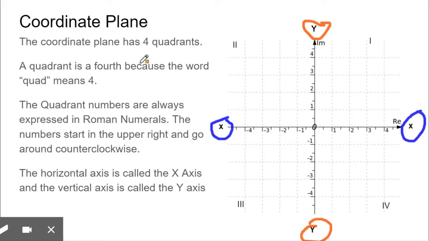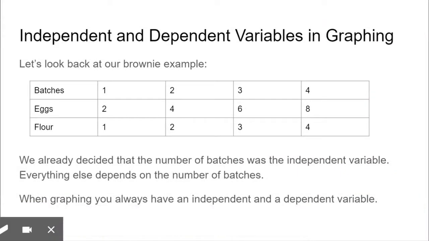That's called the y-axis. Independent and dependent variables in graphing are very specific. Independent variables are the x values. They go back and forth. And dependent variables are the y values, and they go up and down. So we've already decided in this particular example that the number of batches was the independent variable. So the number of batches is going to be the x variables. And then the eggs and the flour are both dependent variables. Again, the number of eggs and flour depends on the number of batches.